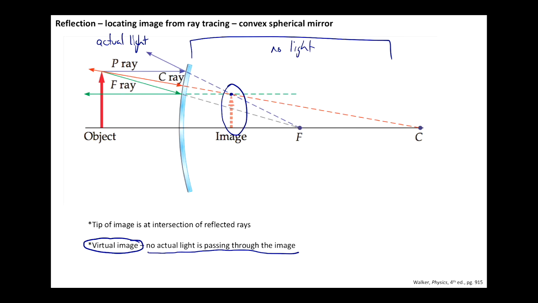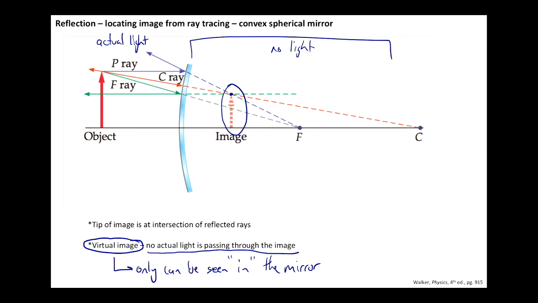Okay? So virtual images indicate no light is passing through that image that you see in the mirror. One other way of thinking about this is the only way to see this is to look in the mirror itself. Only can be seen in the mirror. Okay?